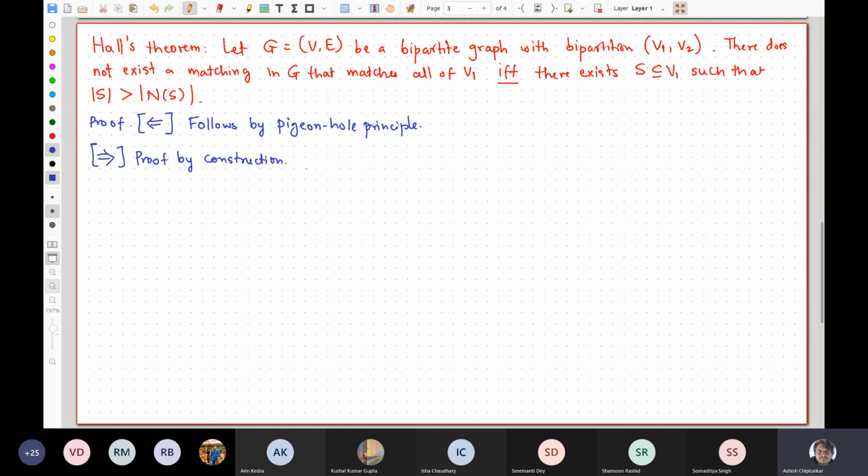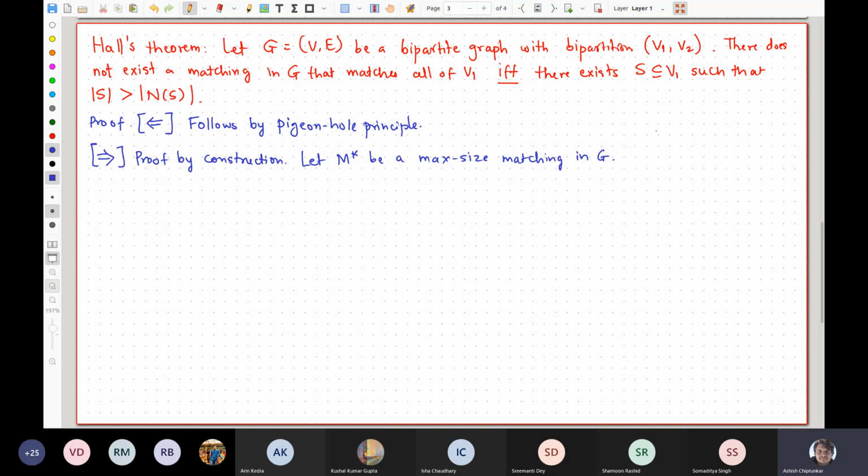Right, so how do you construct the set S? Let M star be a max size matching in G. Start with a maximum cardinality matching in G. We know that there must exist a vertex which M star does not match. That is what is given to us: there does not exist a matching in G that matches all of V1. So in particular M star is going to leave some vertex in V1 unmatched.